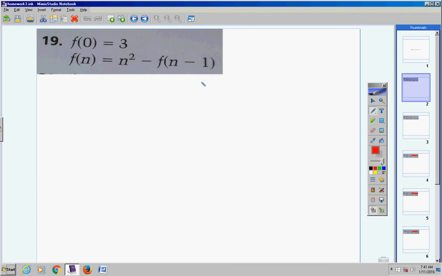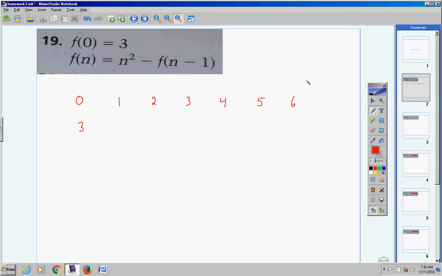Number 19, the directions say to find the first 7 values of the function and then find the first differences. So here we go. We're going to start at f of 0. We're going to put 0 in and we get out 3. They tell us that, okay? So then we're going to put in a 1, a 2, a 3, a 4, a 5, and a 6.